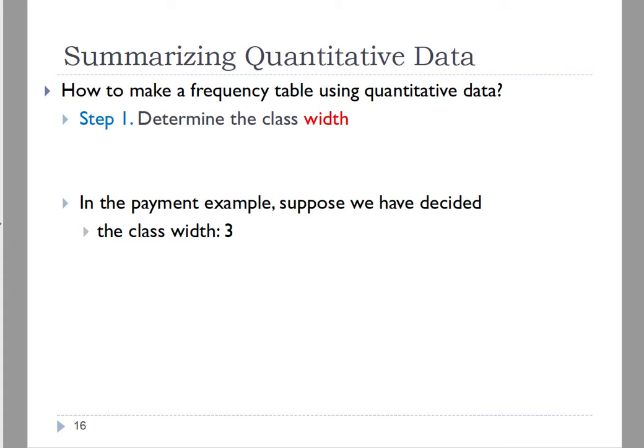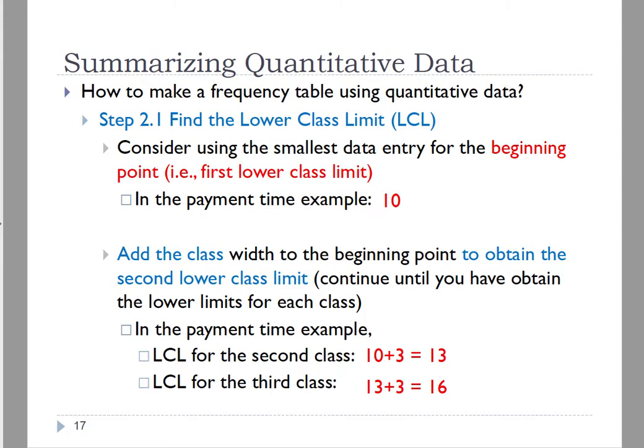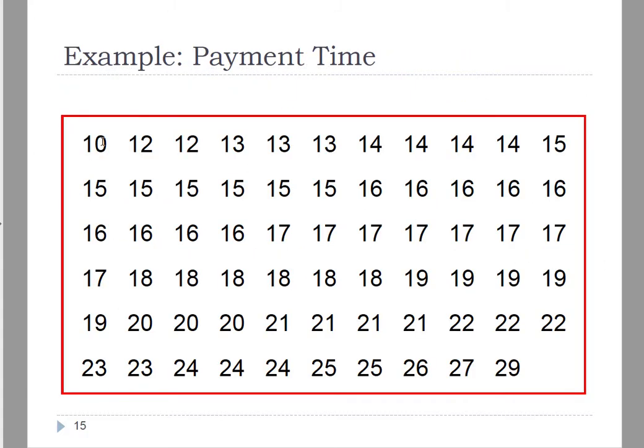So the first thing you want to do when you're summarizing quantitative data, step one, is determine the class width. And so we said we were going to divide it into 7 different classes, so our class width is going to be 3. All right, step 2 is we want to find the lower class limit, or LCL. So we're going to consider using the smallest data entry for the beginning. So the first lower class limit, in the payment time example, is going to be 10.